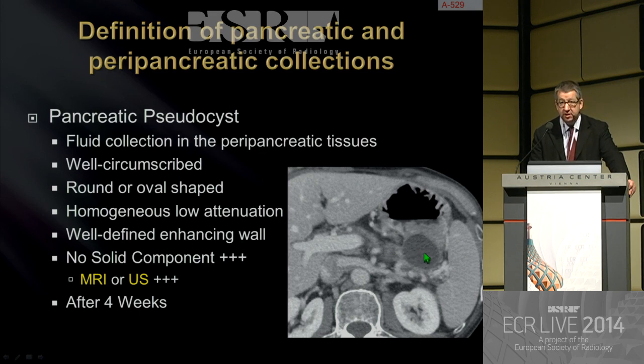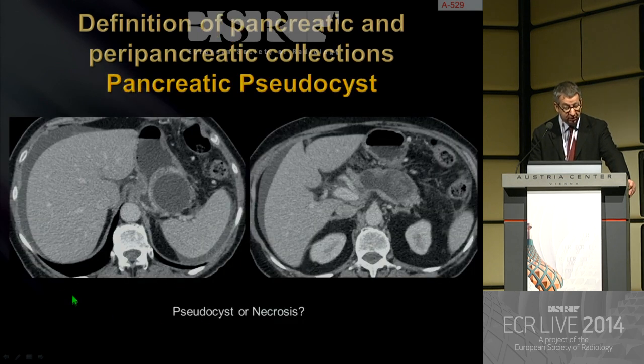Of course, CT is not the best examination to be sure that there is no solid component, and MRI or US are by far much more accurate than CT in detecting a solid component in a fluid-like collection. So the term pancreatic pseudocyst should be used only after 4 weeks of evolution.